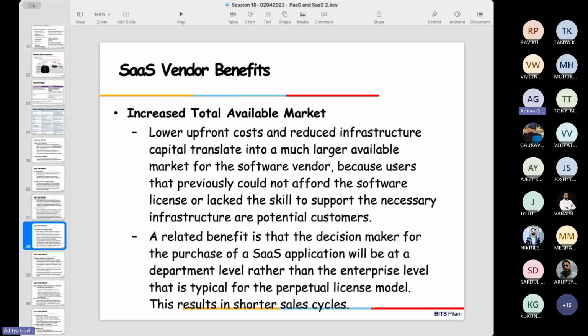Now, moving to the SaaS vendor benefits. Here, the vendor can see an increased total available market. What is this increased total available market? Earlier, most of the vendors would be very locally present. Otherwise, they needed to have their sales office and their salesperson in different countries. Basically, it was a scale problem. Now, since it is present over the internet and for subscription, you don't have to have a local presence in each and every country where you would like to venture into.